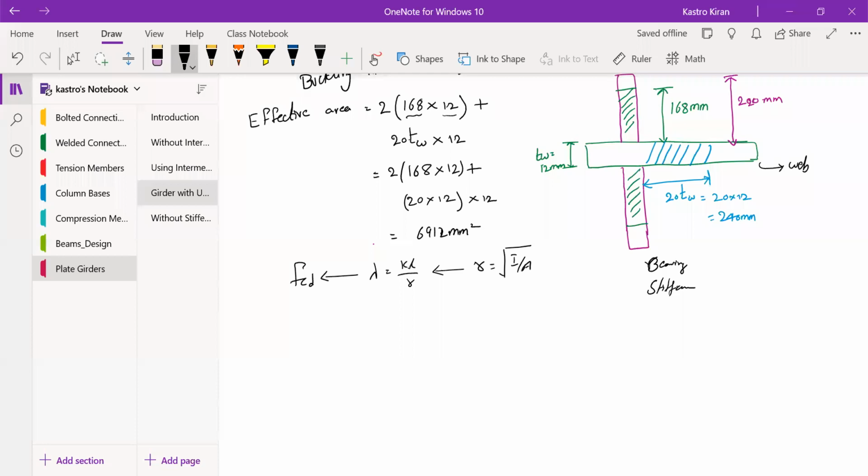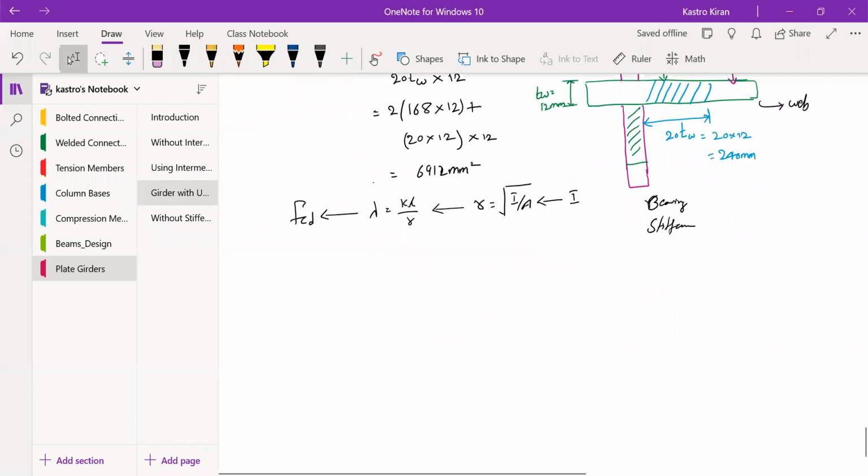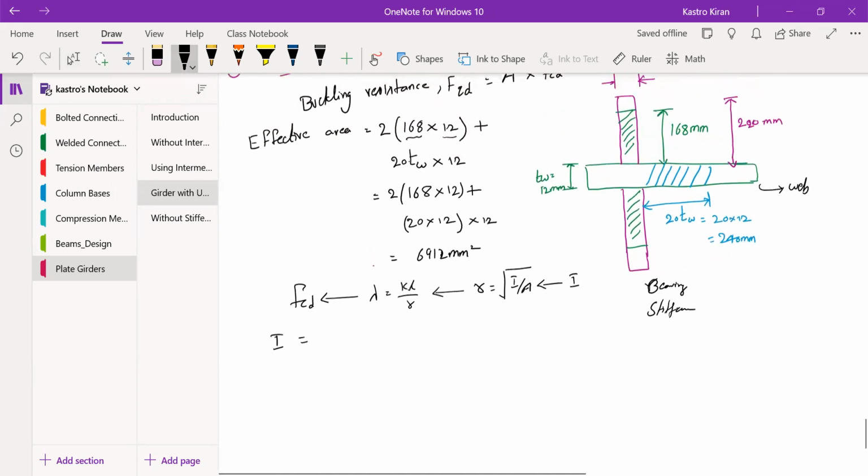You know the value of area. In order to find out the value of radius of gyration, you need to know the value of moment of inertia. Right? That's how the back calculation comes. So let's first solve with the moment of inertia value. That is I equals BD cube by 12. That's a simple formula.